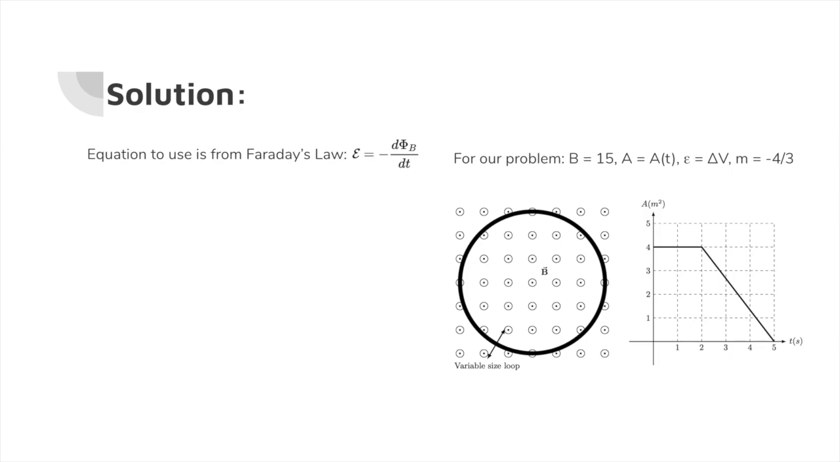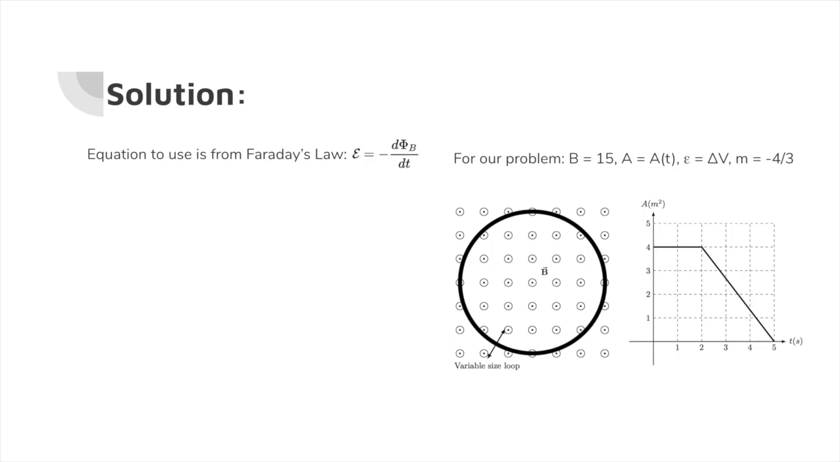For our problem, we have a constant magnetic field, so we know that that is 15. We know that A is a time-dependent area, so we can write that as A is a function of t. And also we know that the EMF is equal to a delta V in this case, or the potential difference since there's no resistance, and that the slope of the non-zero sloped line in the plot is -4/3.